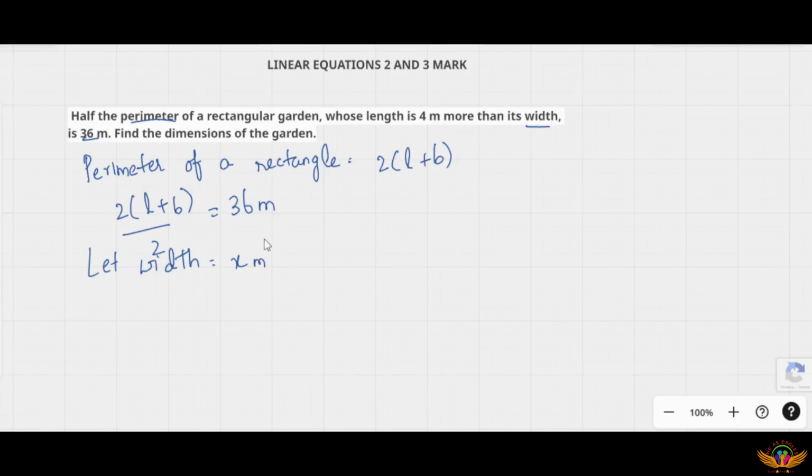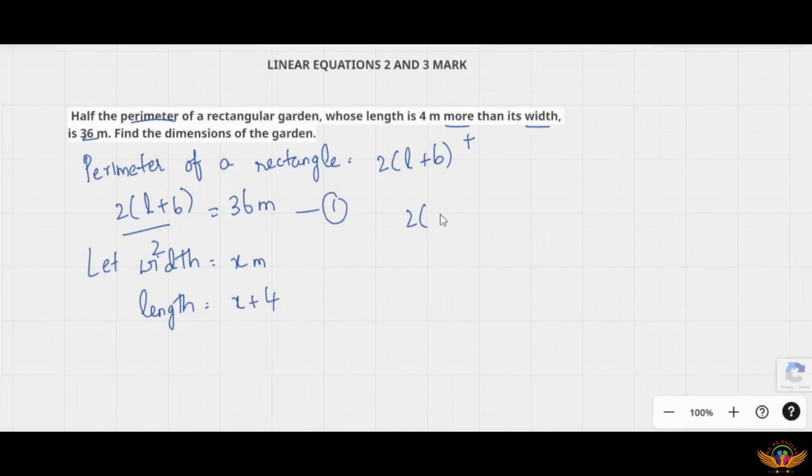Now what are they telling? Length is how much? 4 meters more than, more than means plus. x plus 4. So they didn't tell the width. We are assuming width as x and length is x plus 4. Now just substitute this x and x plus 4 in the given perimeter, in equation 1.